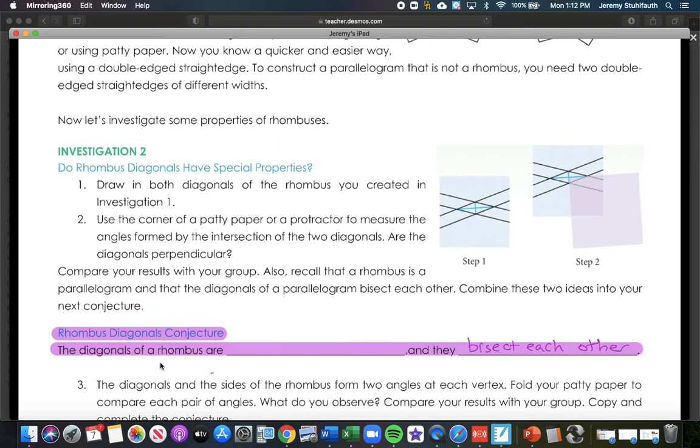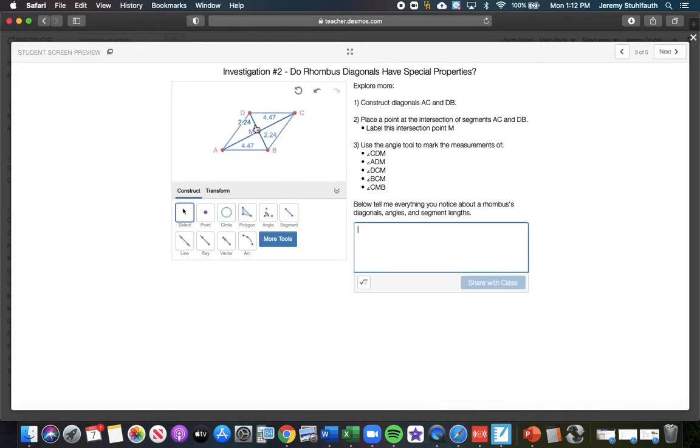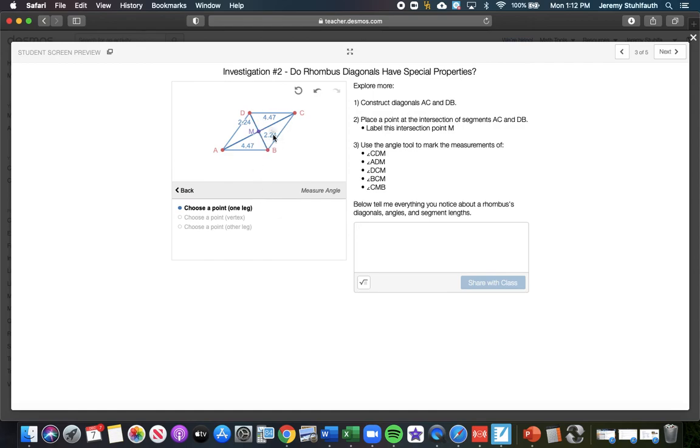The second thing we're going to take a look at is how these diagonals intersect. Oftentimes we might wonder, are these diagonals perpendicular to each other? If we look at angle DMC, you'll notice that it does measure 90 degrees. If that angle measures 90 degrees, then we know that each of these other angles measure 90 degrees.